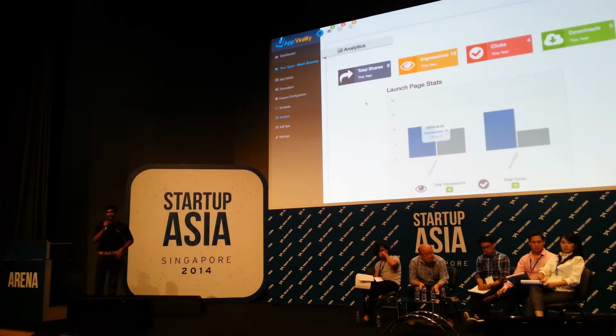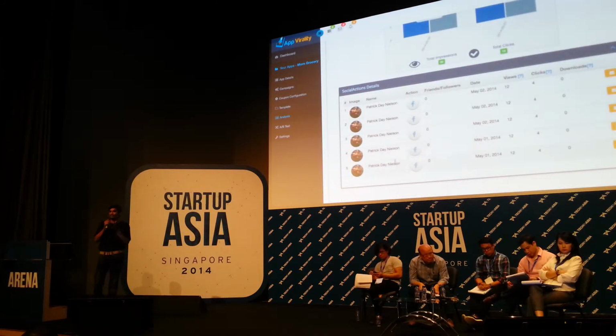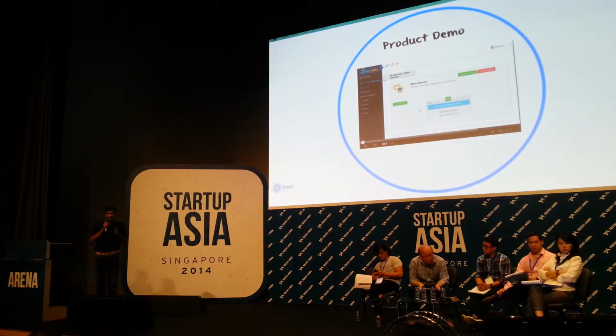And here is how the analytics page looks. We will track all the analytics like how many total shares, who that person is, how many followers he has, and how many views, how many clicks and how many downloads from the status message on my Facebook wall. And this is just a high level demo, and we have many analytics in the dashboard. After the demo, let's talk about some financials.